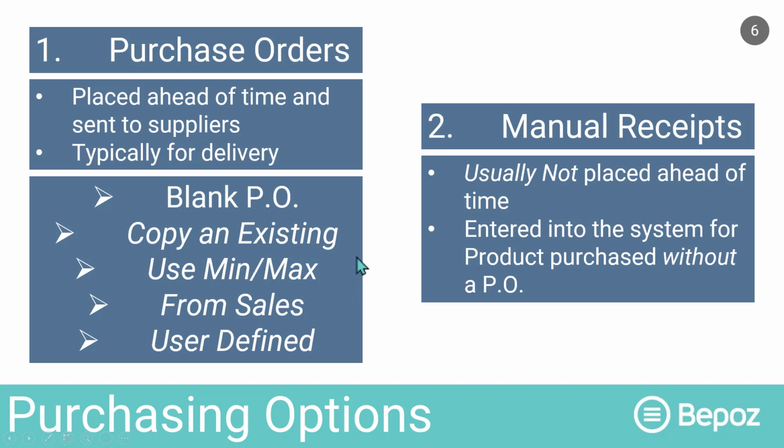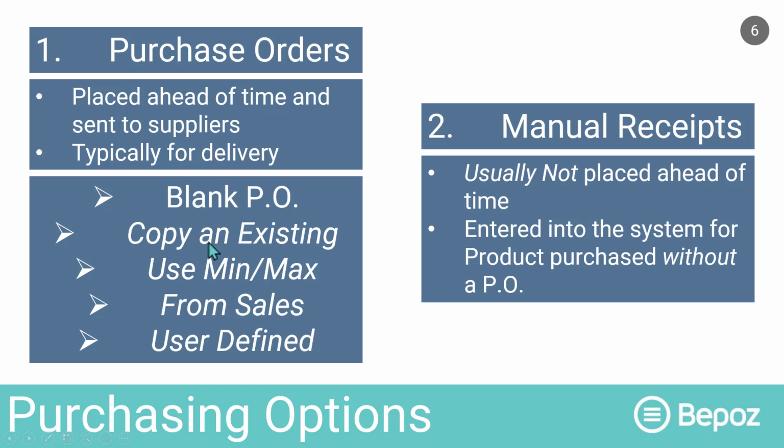So we'll discuss all of these options in this lesson, but we will only demonstrate a basic blank purchase order today. However, the principles that we'll see today are used throughout each purchasing option, and we do have extensive documentation, both written and videos, going over the other automated purchasing options that we do have. But yeah, there are two main ways that we can purchase products: purchase orders and manual receipts.